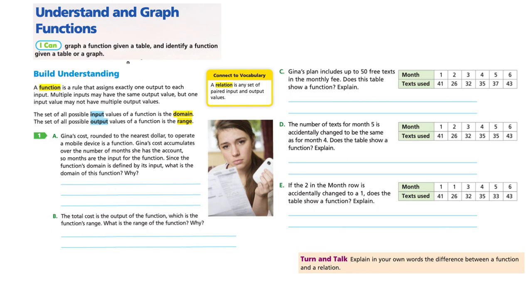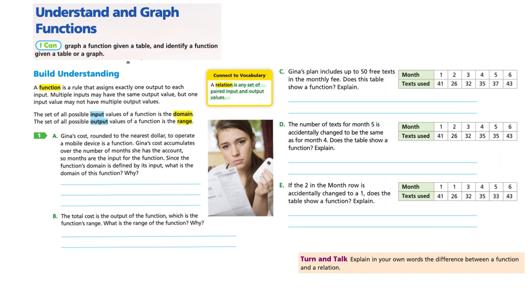So now let's look at the build understanding. Again, we have the I can statement here at the top. I can graph a function given a table and identify a function given a table or a graph. So as we look at the build understanding, I want to look especially at the beginning here at the vocabulary that we have. So there's a lot. Let's first look at this relation. A relation is any set of paired input and output values. And we'll look at that when we get over here to the tables. You'll see those are input and output values, but we'll look at that more closely there.